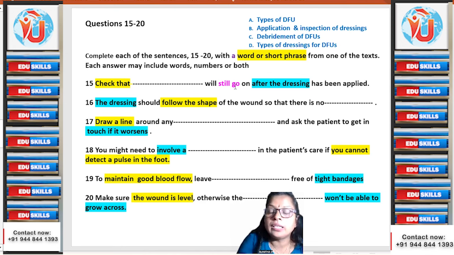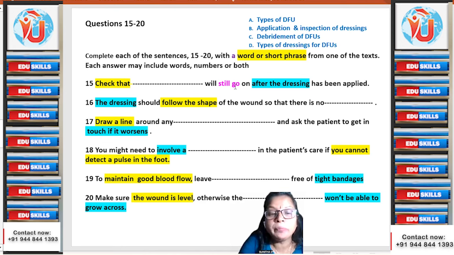Somewhere we mentioned a different type of application or something, no? In which text was it? That is in B. Okay. So "maintain good blood flow" is the hedging word, and the key phrase is "tight bandage". Okay, bandages.